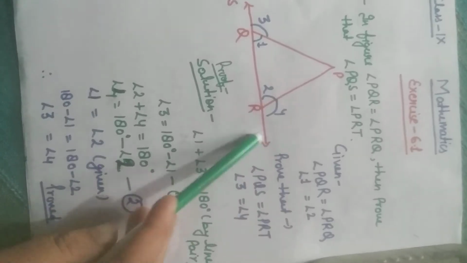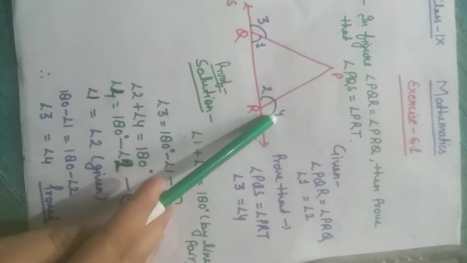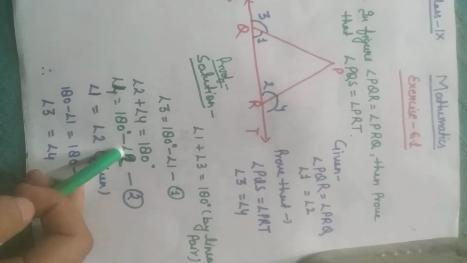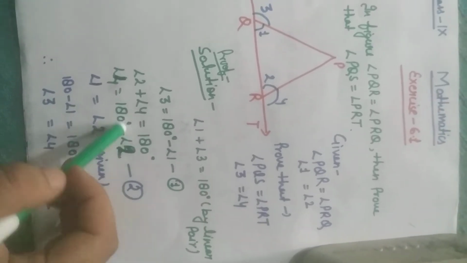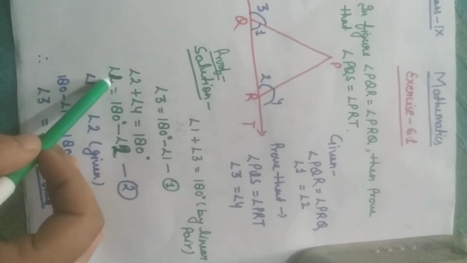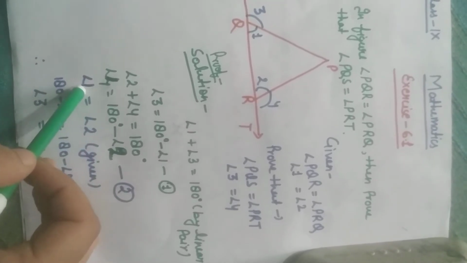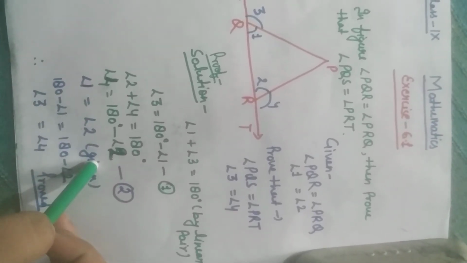Now if you see the next one, angle 2 plus angle 4 are forming a line, so they will make a 180 degree angle by linear pair, the same thing. We will write the property at the right hand side. Angle 2 plus 4 is equal to 180 degrees. So angle 4 is equal to 180 minus angle 2. And we know that angle 1 is equal to angle 2. It is given in the question.